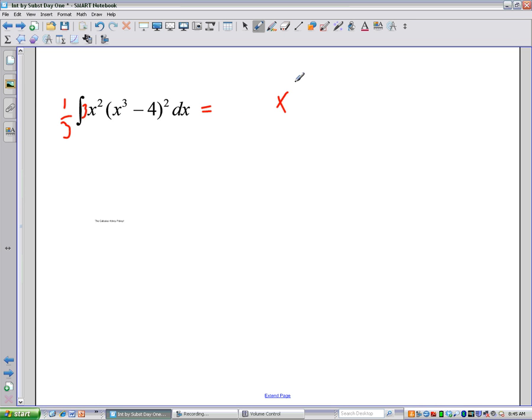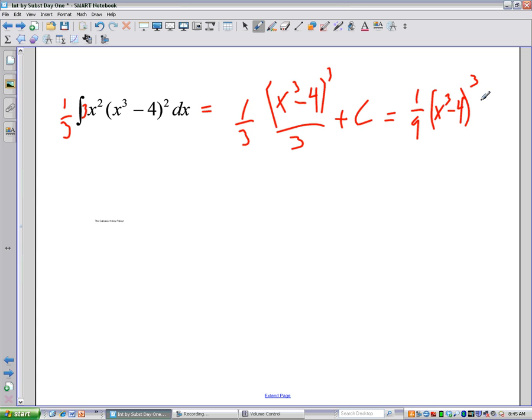And so this turns into x cubed minus 4 to the 3rd power over 3. The 1/3 is outside the integral, so it's a constant. It's coming along for the ride. So I've got to have it there. So this turns into 1/9 of x cubed minus 4 to the 3rd power plus c. Again, if you took the derivative of all this, we'd get back to the original thing, all the stuff in black. The 1/3 and the 3 wouldn't be there, but the derivative of this thing is x squared times x cubed minus 4 squared.